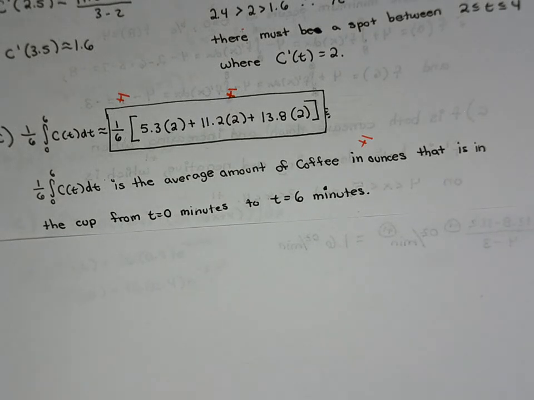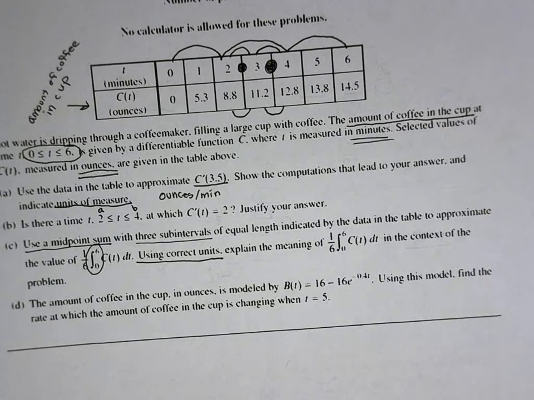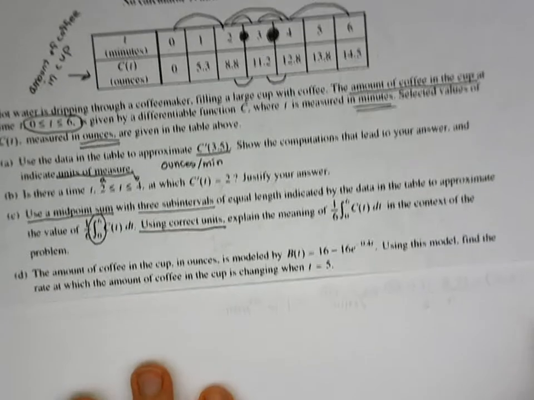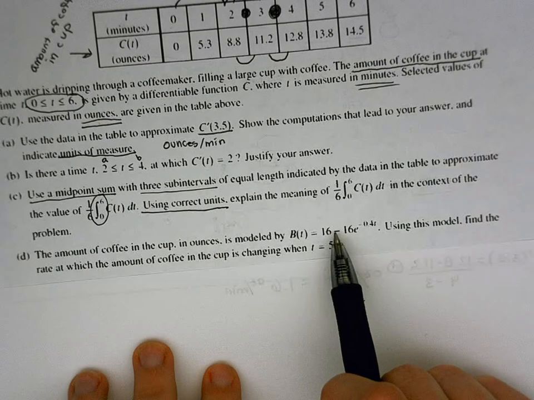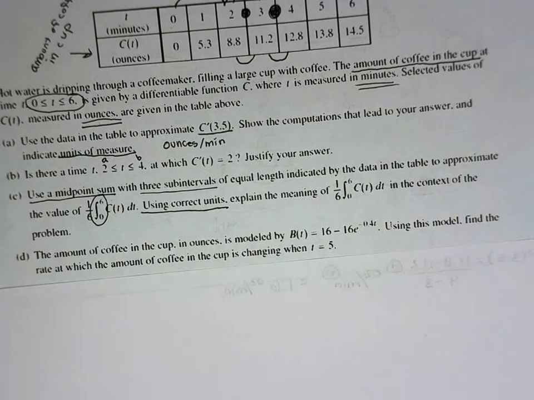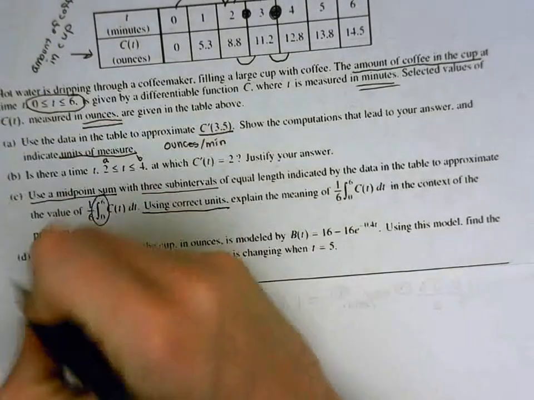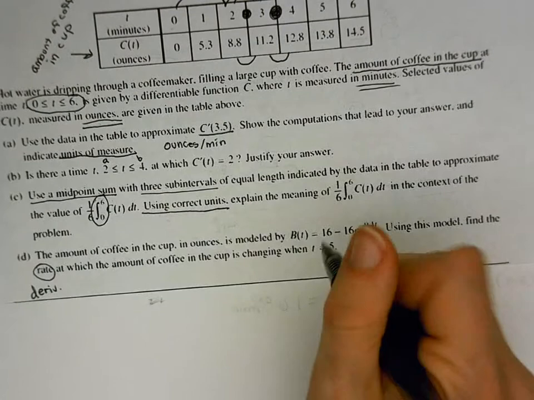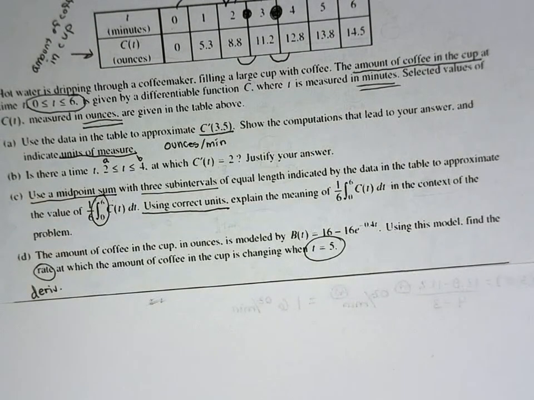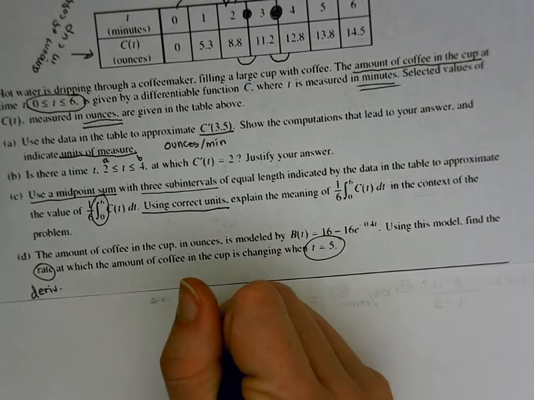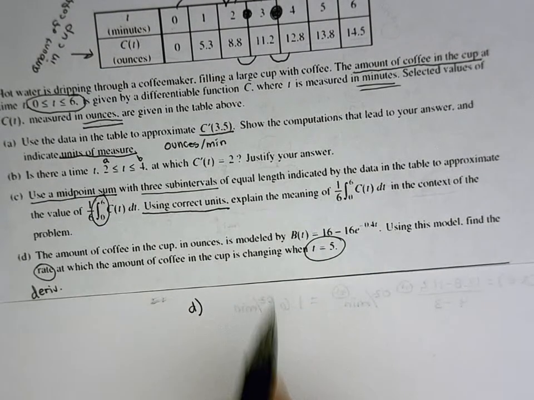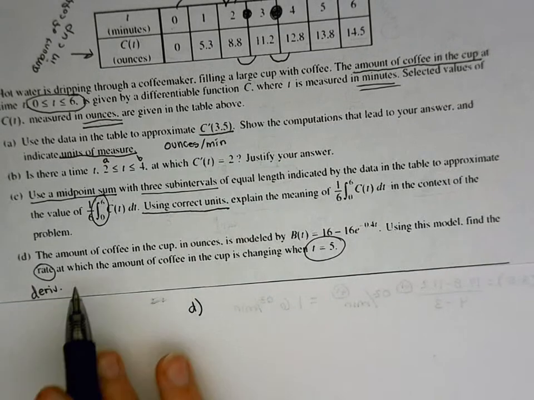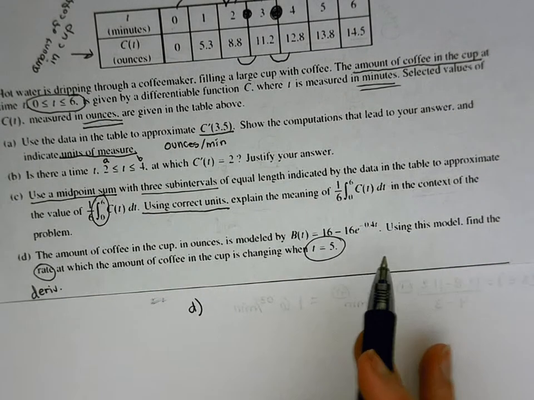Okay, and then last one here, D. D, we are told that the amount of coffee in the cup is modeled by this function. Using this model, find the rate, so find the derivative at which the amount of coffee in the cup is changing when t equals 5. This final part here was worth 2 points for doing that. Right? Your first point was for, okay, what's the derivative? Because we need to find the derivative at 5. So to find the derivative at 5, I first need to know the derivative.